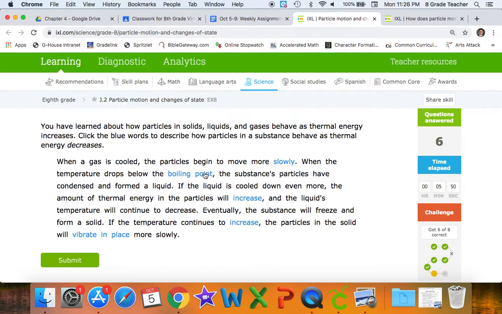If the liquid is cooled down even more, the amount of thermal energy in the particles will decrease, and the liquid's temperature will continue to decrease. Eventually, the substance will freeze and form a solid. If the temperature continues to decrease, the particles in the solid will vibrate in place more slowly. That sounds right.